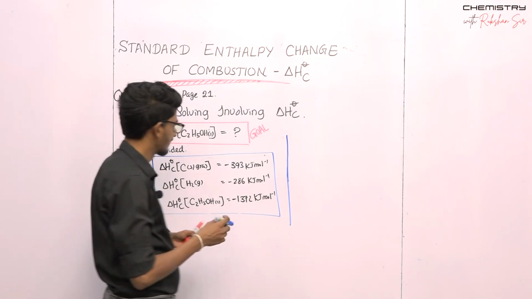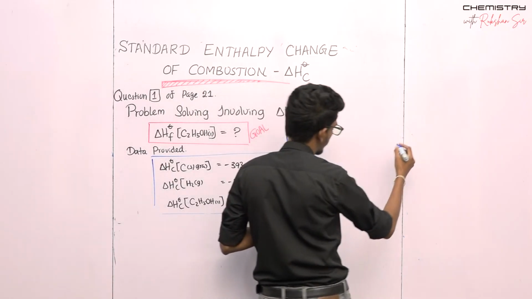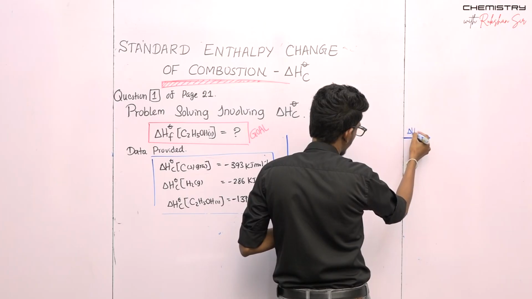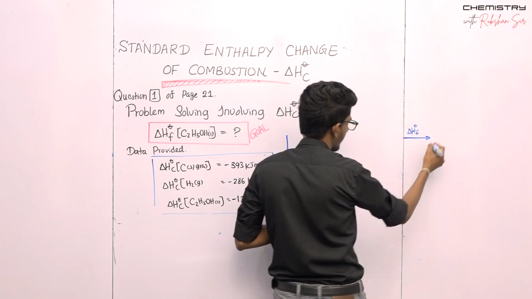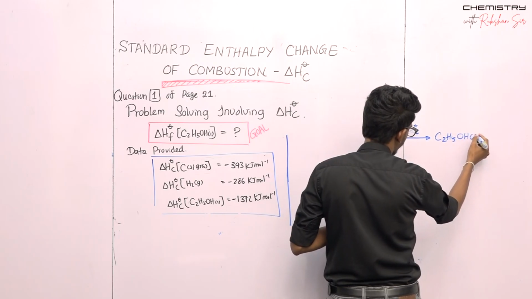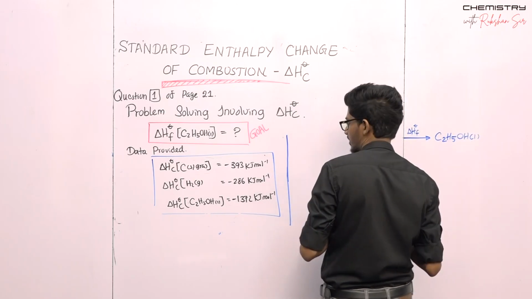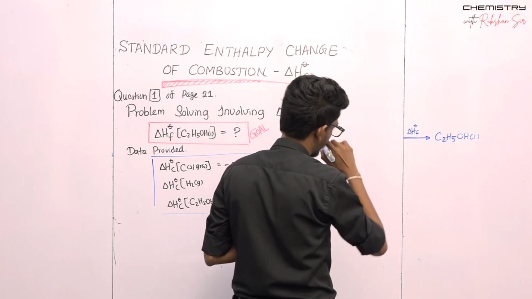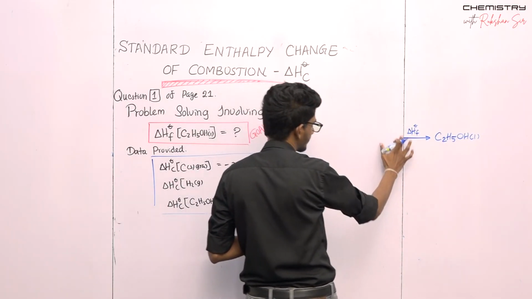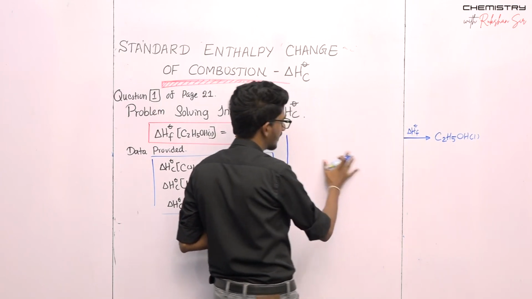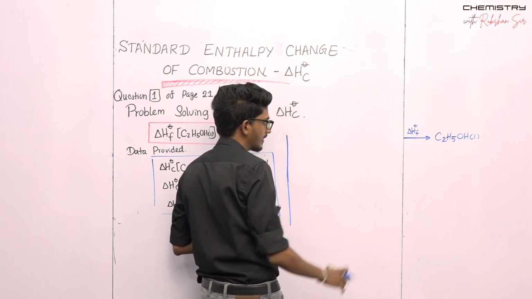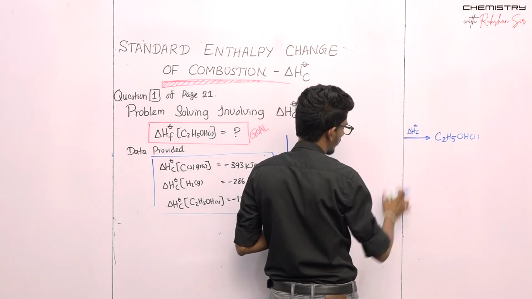Okay, let's start with that. This is all about coming up with the delta H naught F of C2H5OH liquid. So you need to come up with the reference forms of the respective elements here, as the enthalpy change is a formation enthalpy.